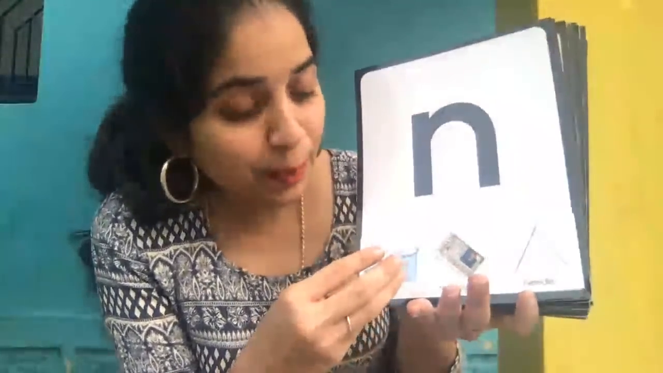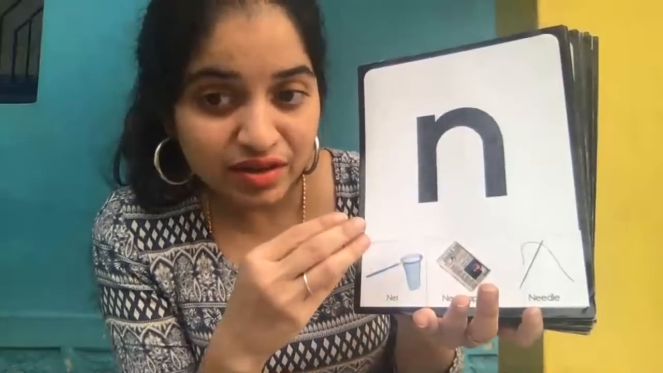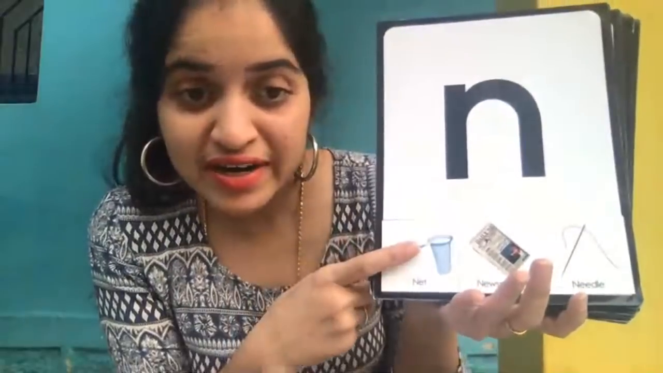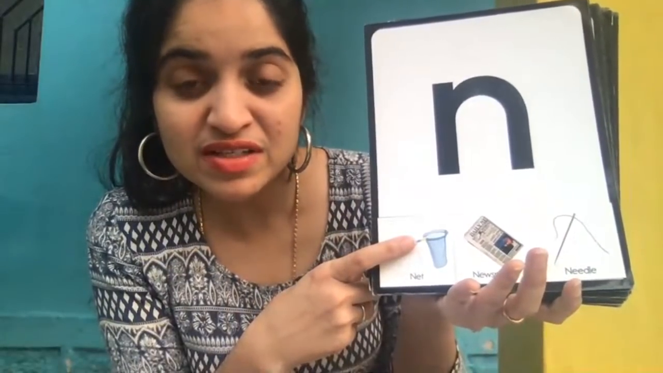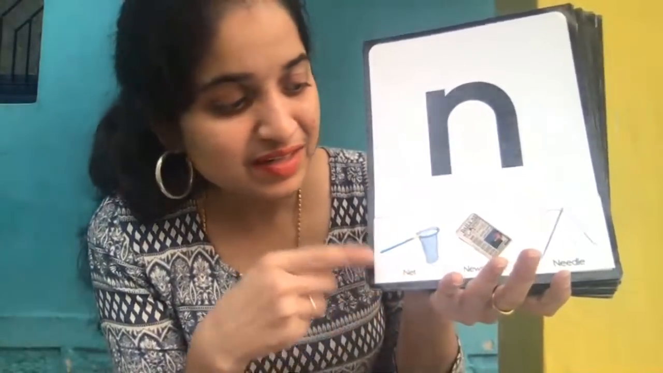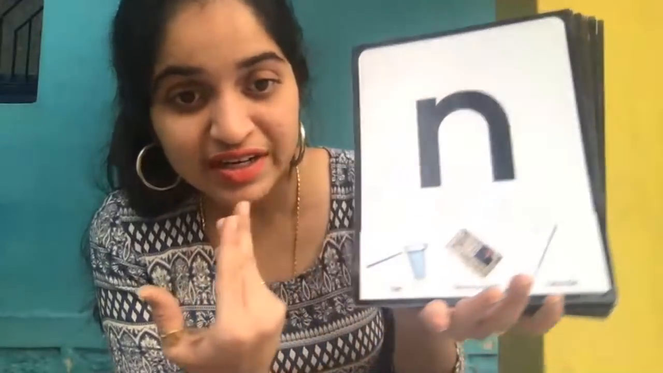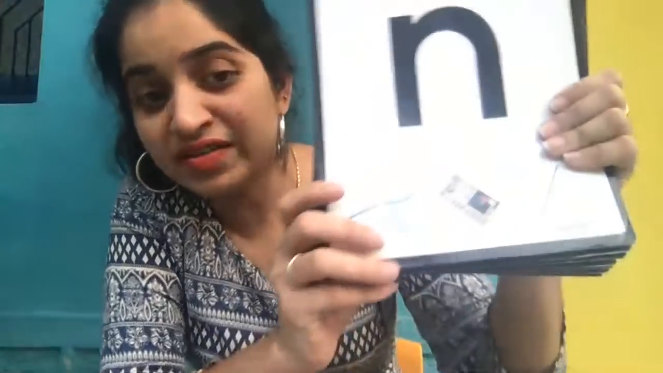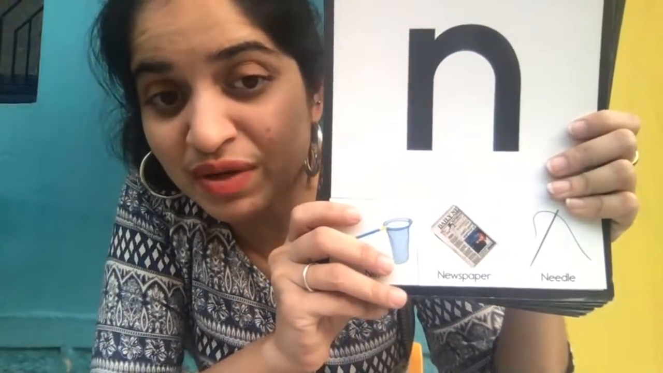See, I will show you so many different pictures every day. You may think that what showing pictures and all, but no, the kids should identify the picture and name them out, because that increases their vocabulary. They should know newspaper, they should also know the needle, they should also know net. This increases the vocabulary. They should know as many words as possible by the time they are 5 years old.